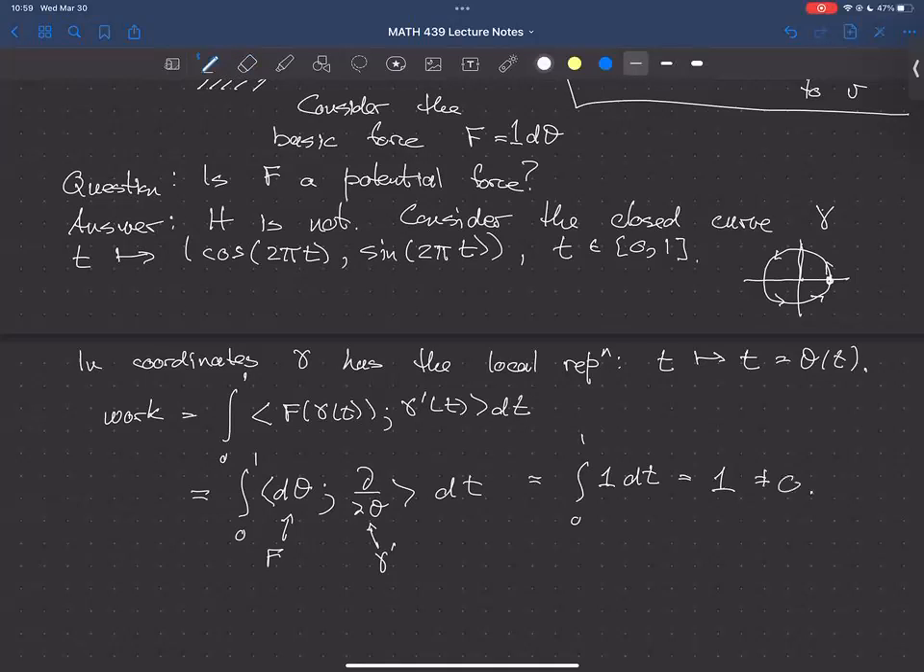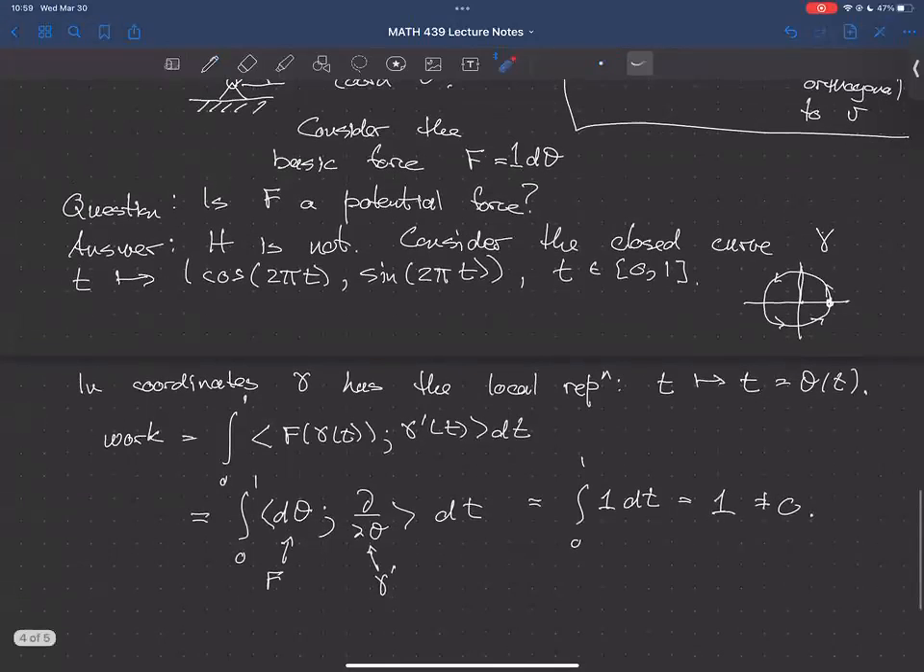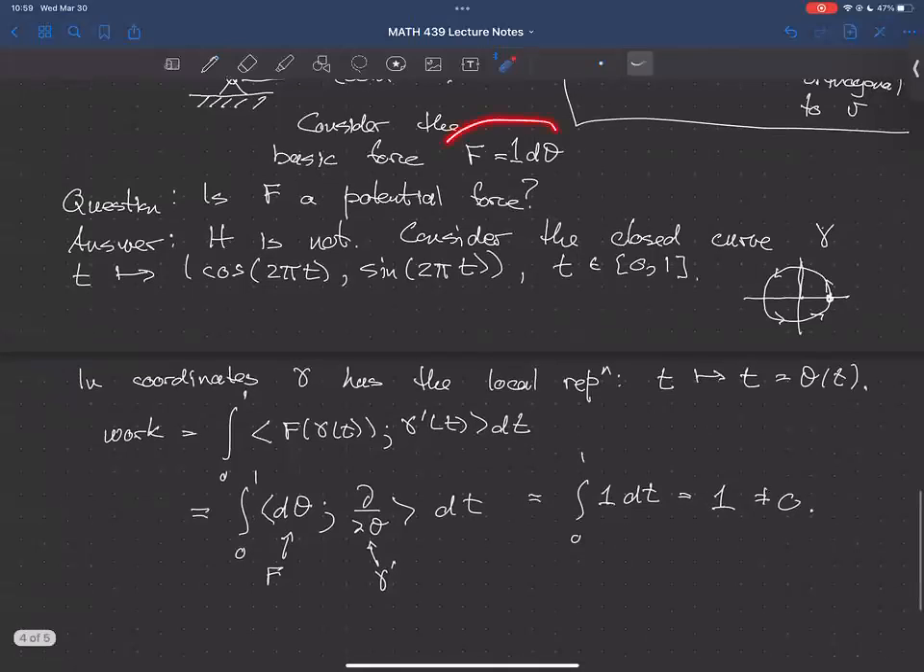That is enough to show that it's not a potential force, because I have a closed curve and the force does work around this closed curve. So we have two contradictory answers here, because our definition of F says that it's the differential of theta, but our characterization in terms of work says that the work done along a closed curve is non-zero. Which answer is correct and why? Well, the closed curve answer is correct. So why does F equal to the differential of the function theta not make F a potential force?